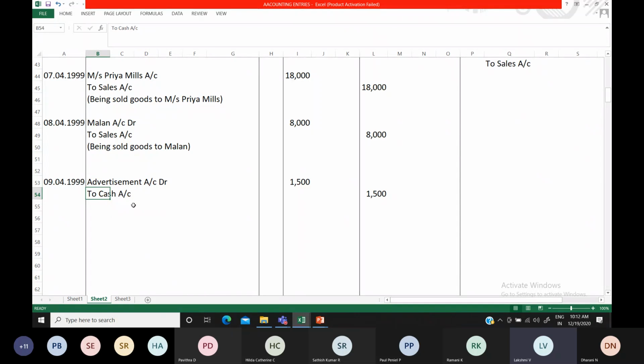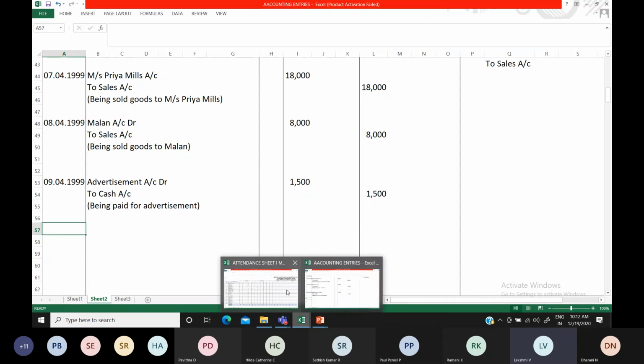He is going to pay that advertisement, so bank will have to credit. Here they have not mentioned anything, so to cash account I have given here. So you just make a note of it. Being advertisement paid or paid for advertisement, whatever, in simple language you can just make a note of it. Paid for advertisement by cash also you can give it over, or else just like that simply also you can mention. So this will be our 9th day transaction.